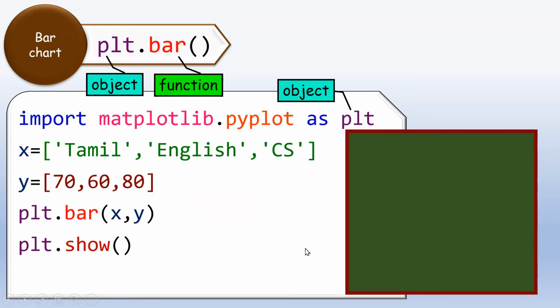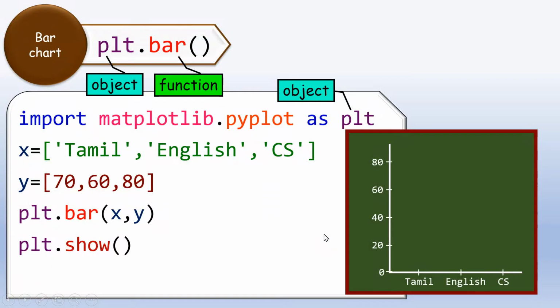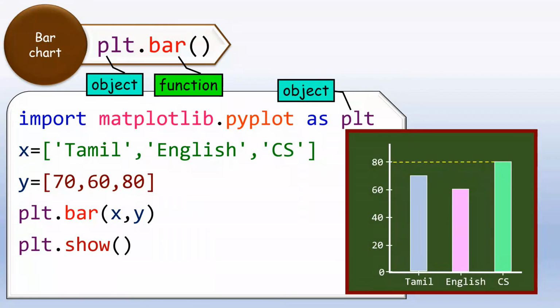So let us see how the bar chart is created. On the x-axis, you have to take the categorical values: Tamil, English, and computer science. And on the y-axis, I have plotted 0, 20, 40, 60, and 80. Against Tamil, we have the value 70. So the height of the first bar is up to here. And then for English, it is 60. And for computer science, 80.